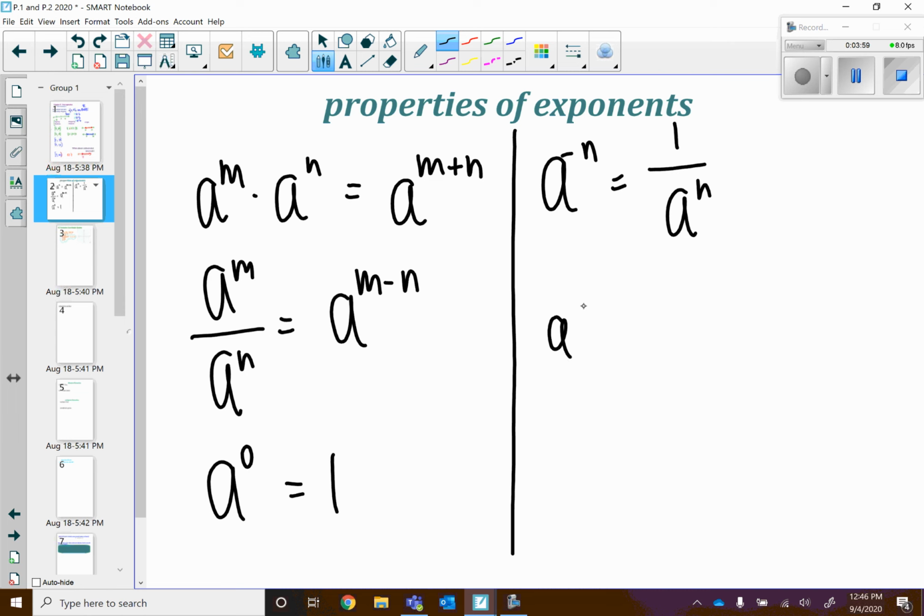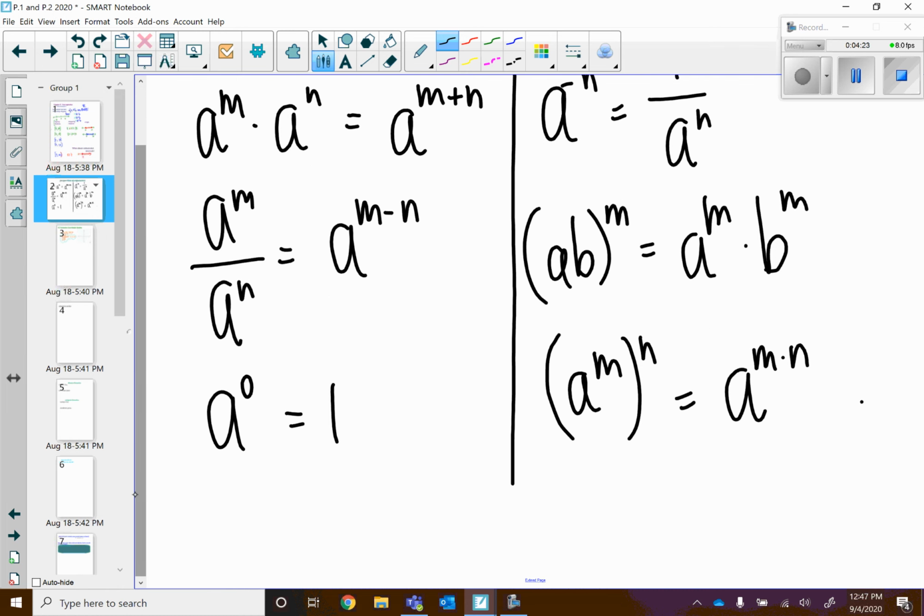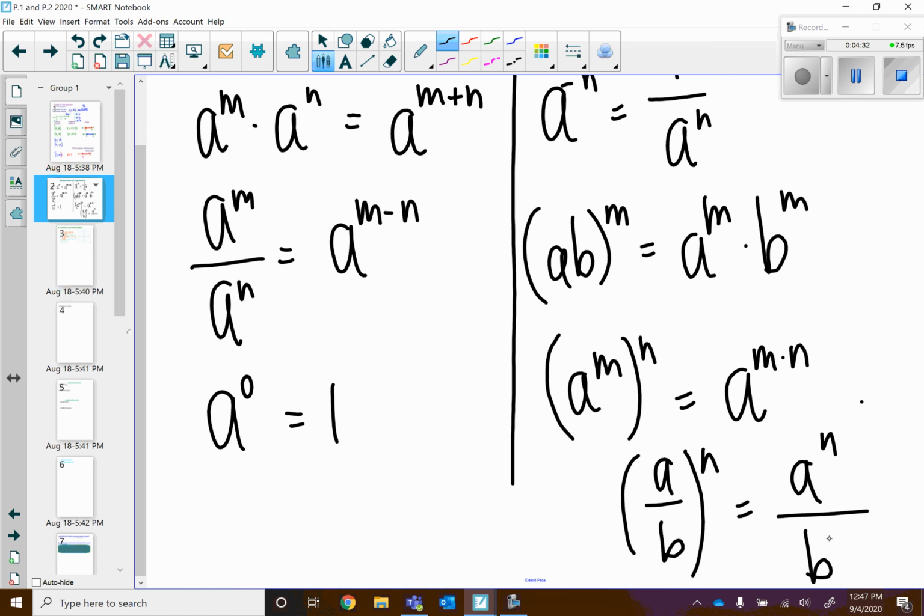If I have a times b to the mth power, that's going to be a to the m times b to the m. If I have a to the mth power all raised to the nth power, I realize those are very similar letters, but bear with me. We have a to the m times n. And last but not least, if I have a divided by b to the nth power, it's really a to the nth divided by b to the nth.